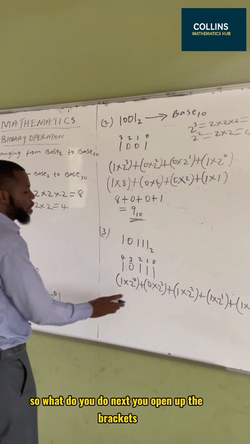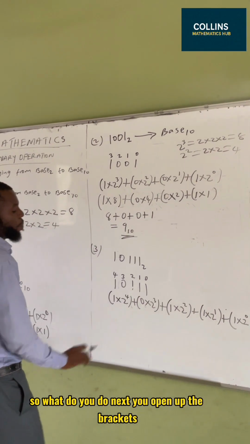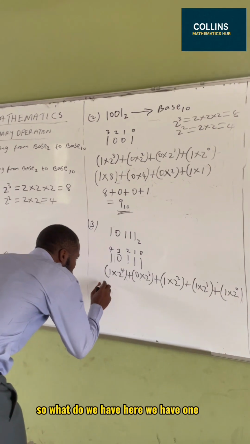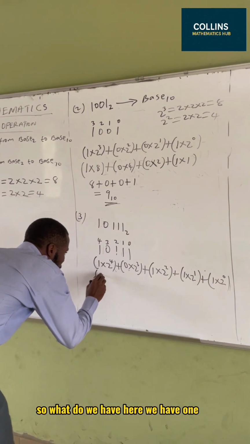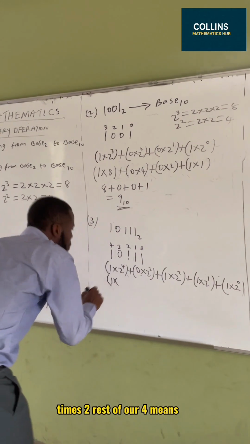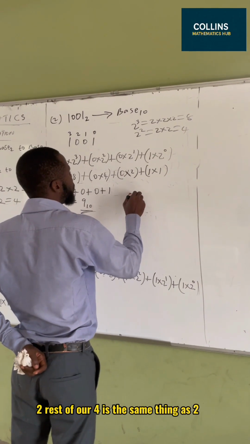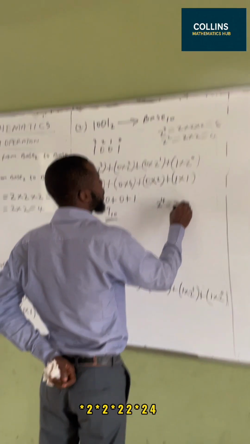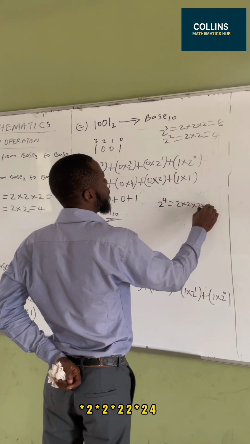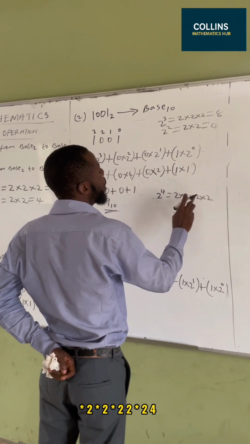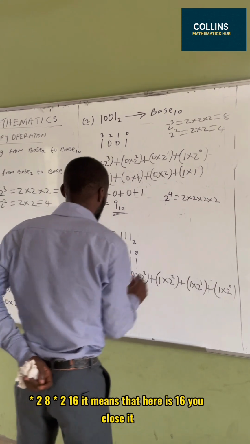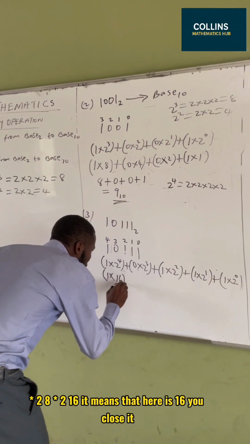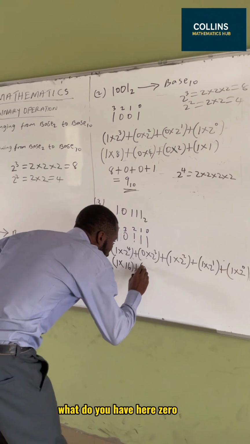So what do you do next? You open up the brackets and resolve the powers. So what do we have here? We have 1 times 2 raised to power 4, which means 2 times 2 times 2 times 2. 2 times 2 is 4, times 2 is 8, times 2 is 16. It means that here is 16. You close it. What do you have here?